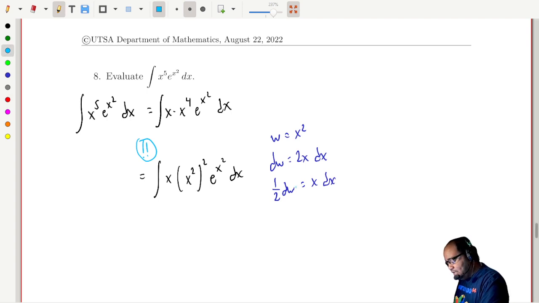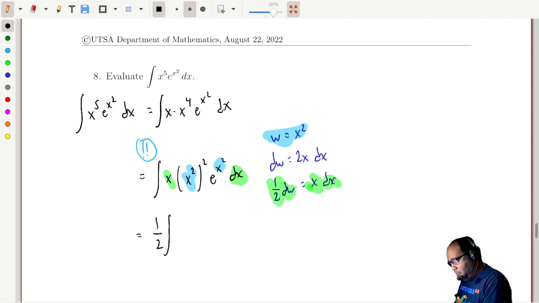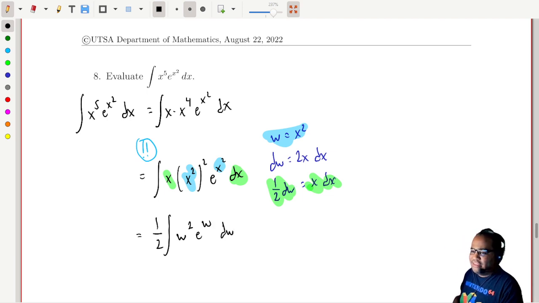This is brilliant, right? w is equal to x squared, and then my dx junk: half dw is x dx. I can simplify everything now. Just take a look at what I got. I got 1/2 the integral of w squared e to the w dw. Note that the x dx is 1/2 dw.